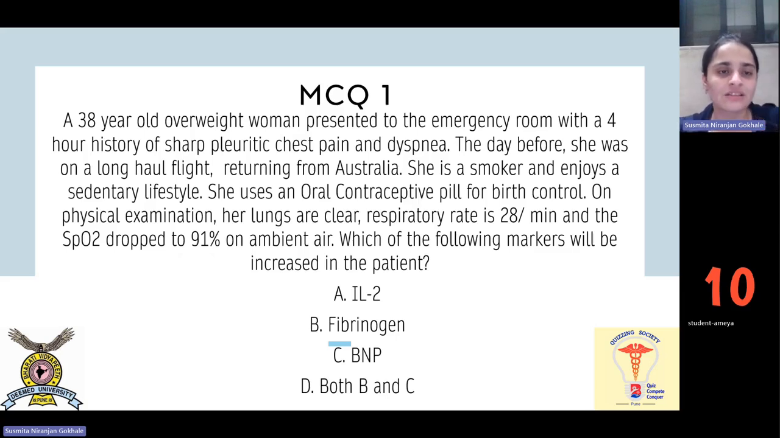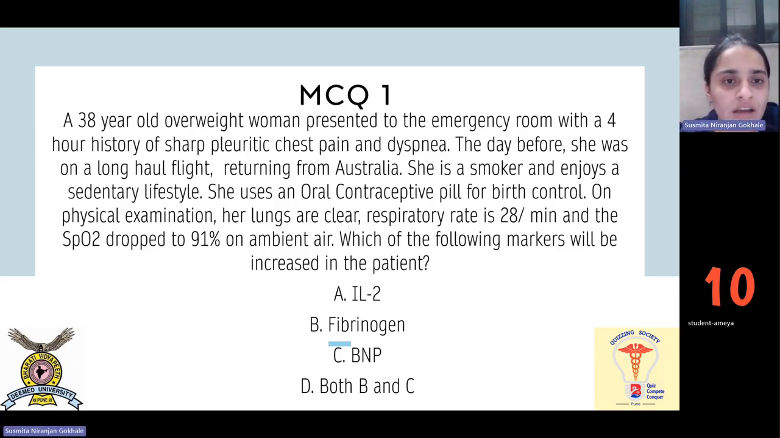So firstly, this is MCQ 1. As we have learned in the previous snippets, we'll first read the last line of the question. The last line of the question is, which of the following markers will be increased in this patient? Option A, IL-2. Option B, fibrinogen. Option C, BNP. Option D, both B and C.